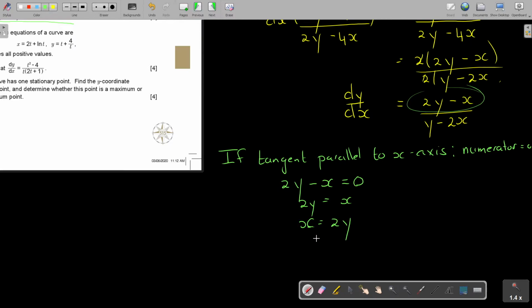Now I'm going to substitute this into my original equation. So substitute, we will now get x also. x equals 2y in the original equation.